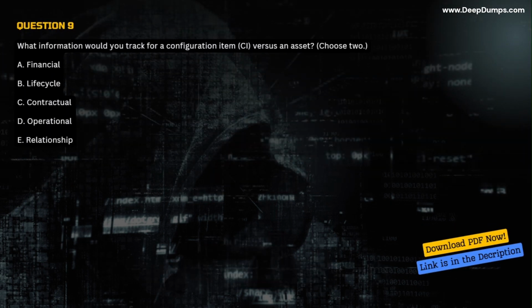Question 9. What information would you track for a configuration item, CI, versus an asset? Choose 2.